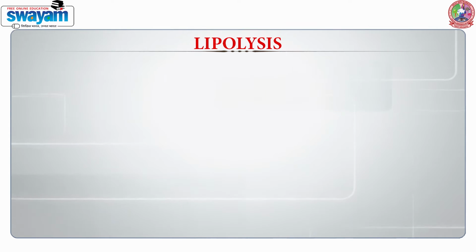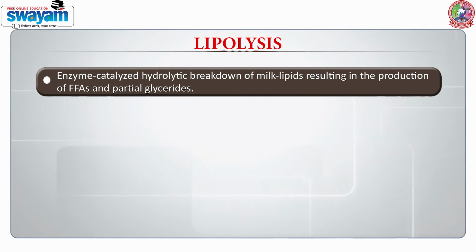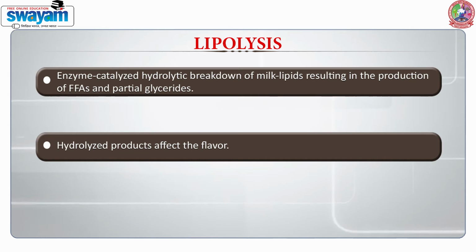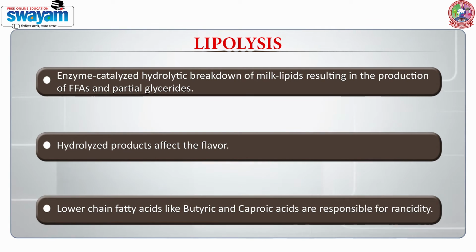The other defect associated with milk is lipolysis. This lipolysis is brought about by the hydrolytic breakdown of milk lipids, and it results in the production of free fatty acids and partial glycerides. These hydrolyzed products affect the flavor, and most of those implicated in off flavors are lower chain fatty acids such as butyric and caproic acid. And these free fatty acids also lead to rancidity in the long run.